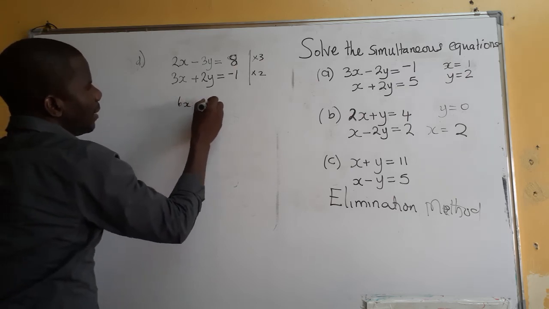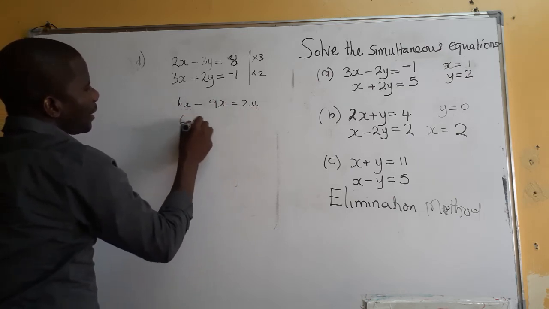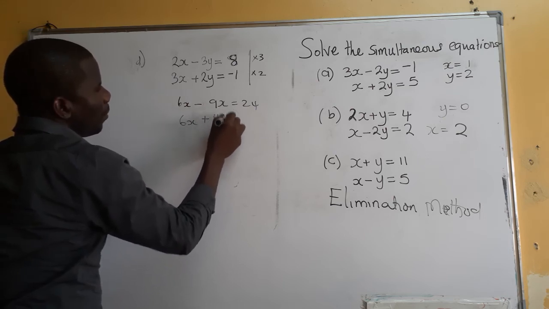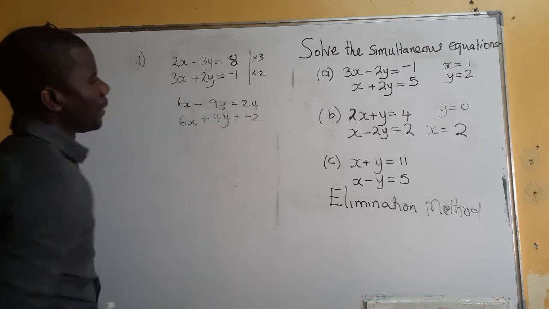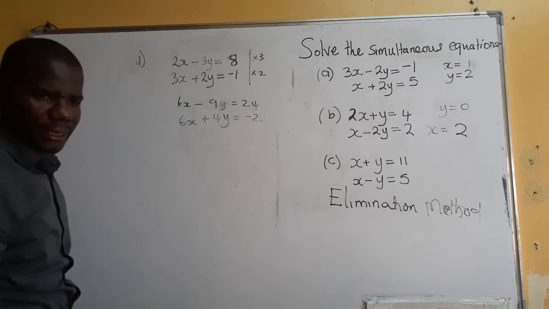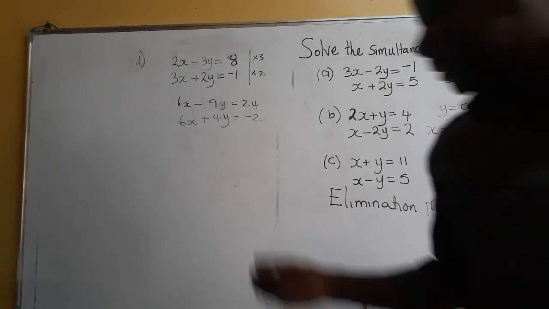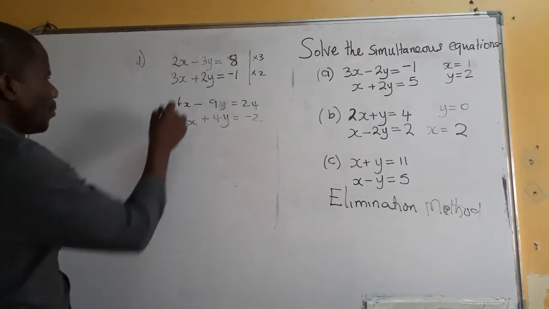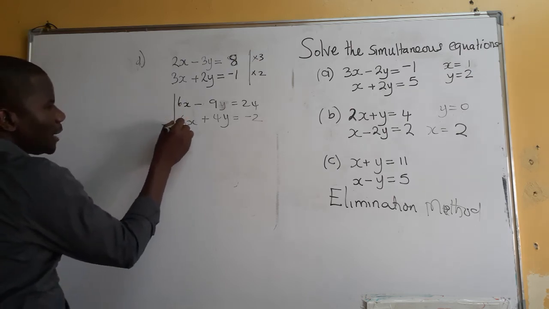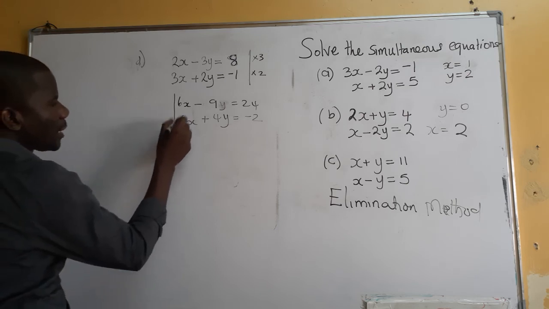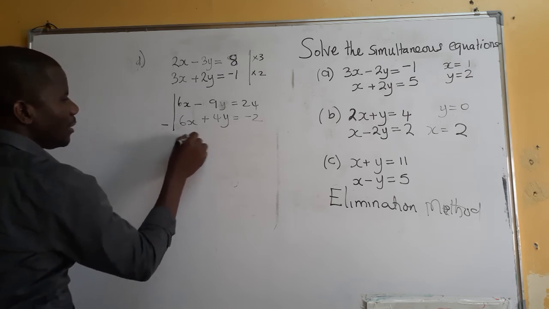6x minus 9y is equals to 24. And this is going to be 6x plus 4y is equals to negative 2. At this point now, we need to eliminate. All right. So we have the same coefficient. What are we supposed to do? We subtract. The signs are the same. If one of them was a negative, to eliminate, we were going to add. That's what I say. So in this case, we are subtracting. So this is going to give us a 0.